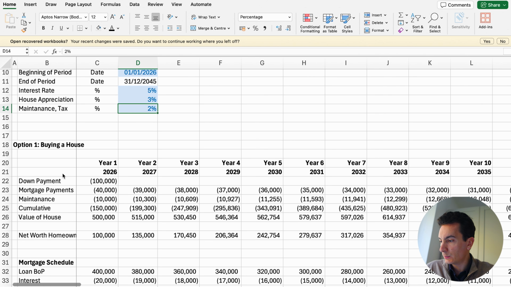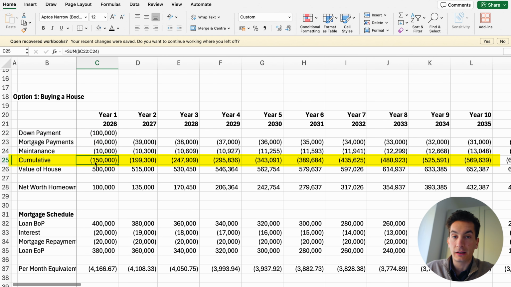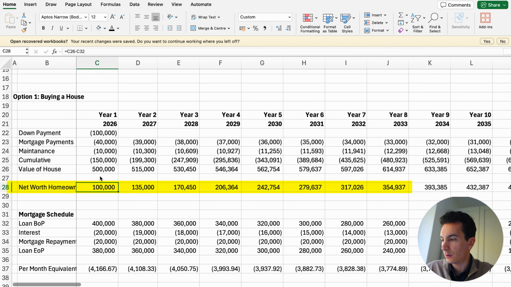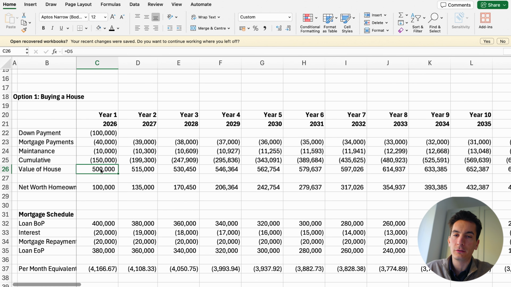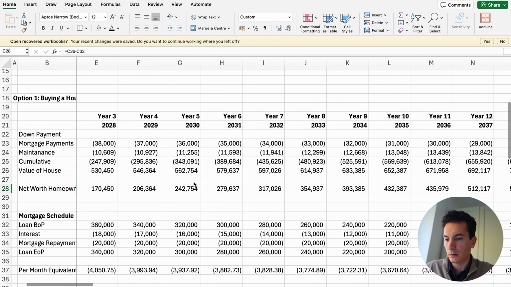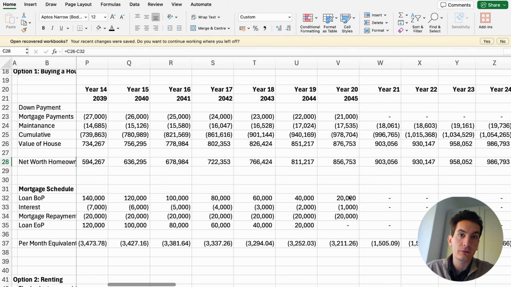So here below, you will see now the payments, the down payment, the mortgage payment, the maintenance payments, how much that is cumulative. So throughout as the years progress, how much money you've spent on that house. And there is the value of the house. Your net worth as a homeowner is therefore the value of the house minus the 400,000 that you've taken out as a mortgage, because net worth means all of your assets minus your liabilities. So you're starting at 100,000, and then that goes up, and it will eventually merge with the value of the house because eventually you're going to have paid off that mortgage.